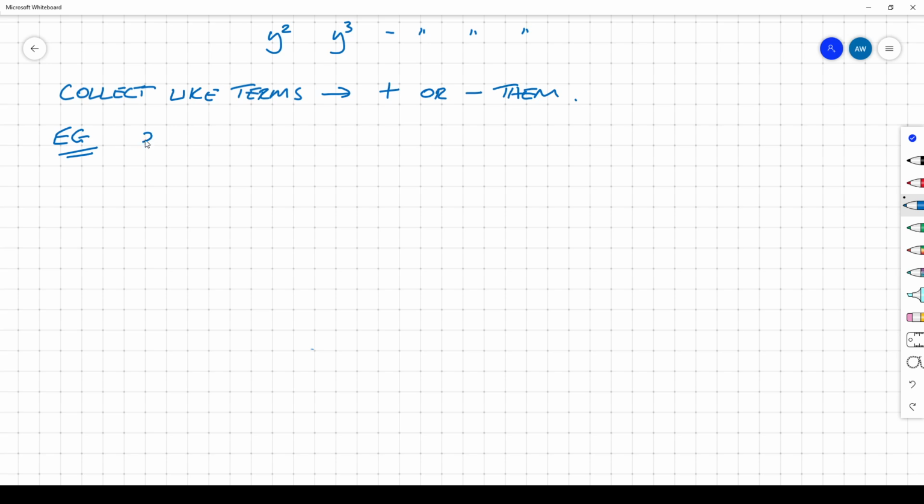Okay, so nice simple one, x plus 2x. So remember, x on its own means 1x. You don't write the 1. So what's 1x plus 2x?